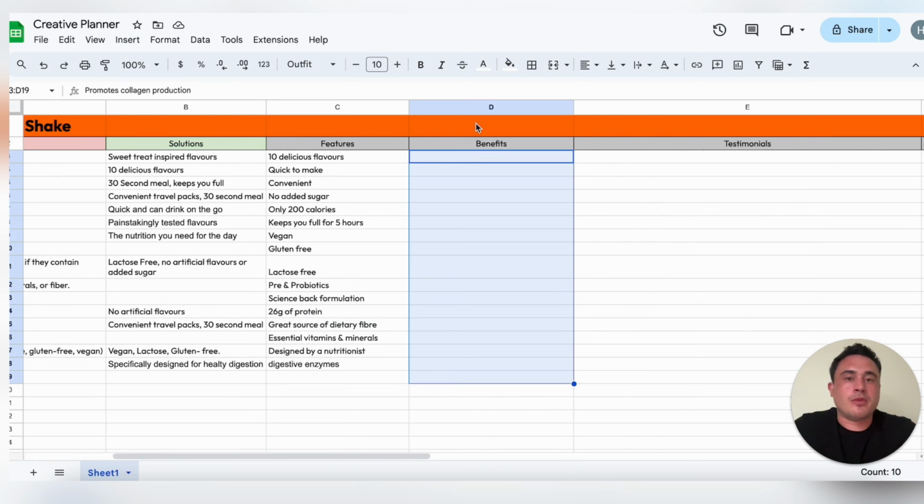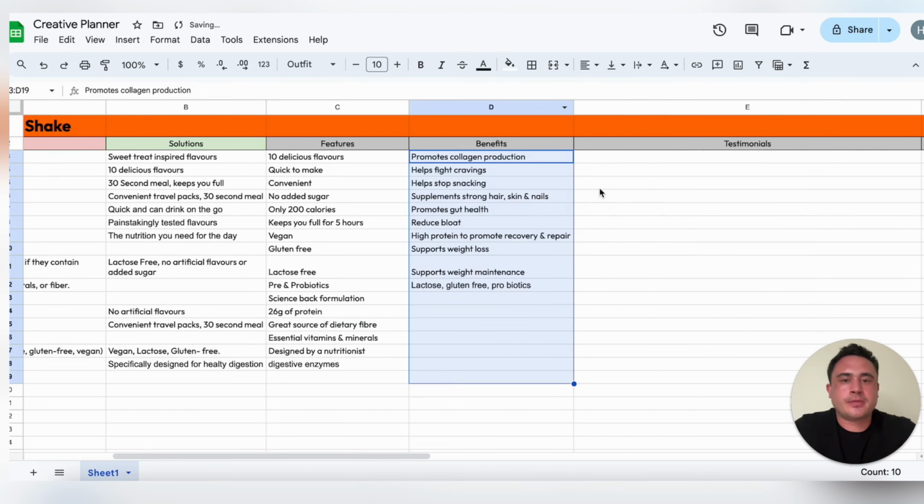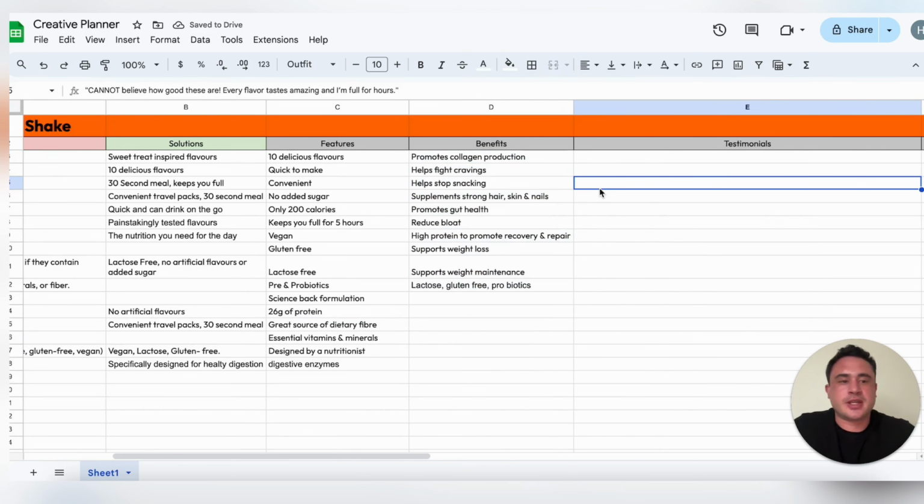Then we'll move on to benefits. Benefits, different from features, are less about statistics and more about how this product actually affects a person. What's the emotional feeling that they'll get from that, or the physical feeling that they'll get from that. This is where you're more going to get direct hooks from as opposed to the features.